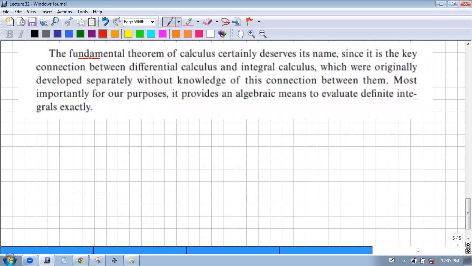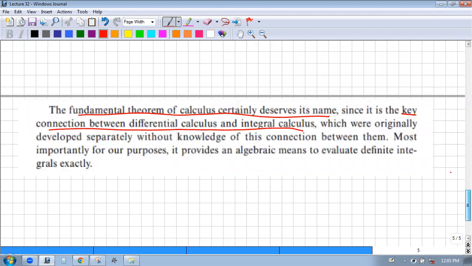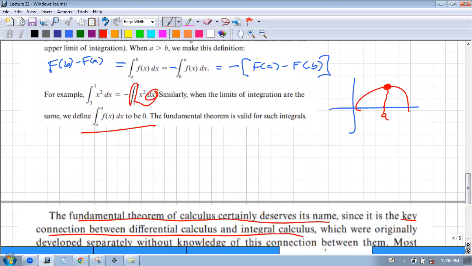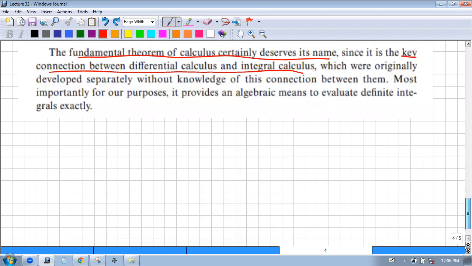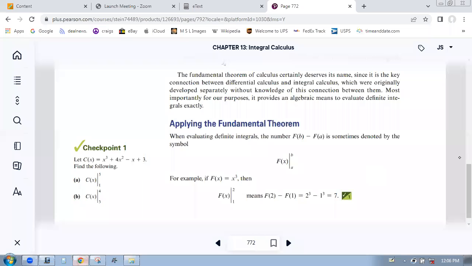The fundamental theorem of calculus certainly deserves its name. It's the key connection between differential calculus and integral calculus. The derivative and the integral, right? Connecting the two. Now we don't have to do all those stupid rectangles.